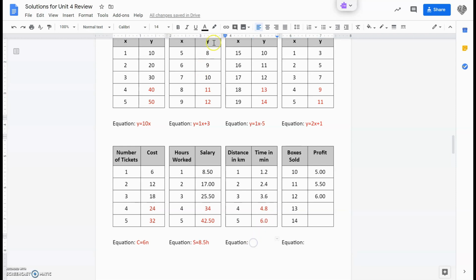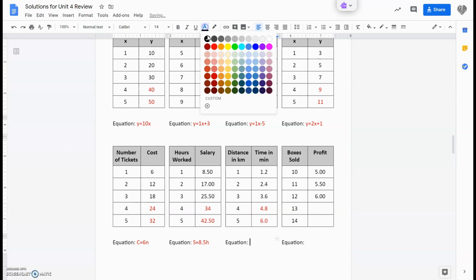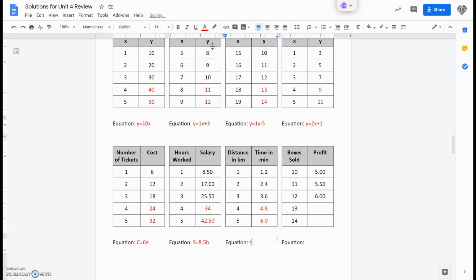So what would our equation be? We would say, let's say T for time equals 1.2, that's what we're going up by each time, times the distance, D for distance, plus what would that zero value be? Well, if 1 kilometer takes 1.2 minutes, we can subtract. We're going up by 1.2 each time, so we subtract 1.2, take away 1.2 would be 0. We don't need it. So the time passed equals 1.2 times the distance. Okay, and this last one.